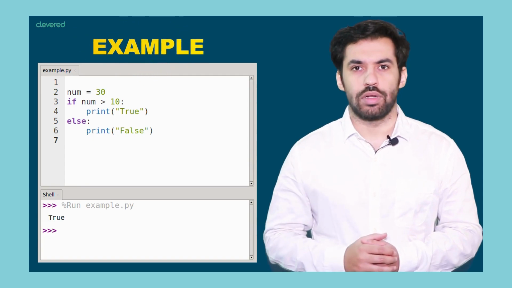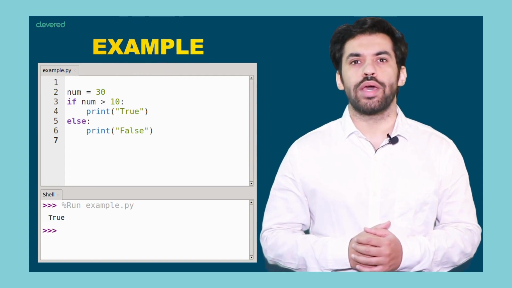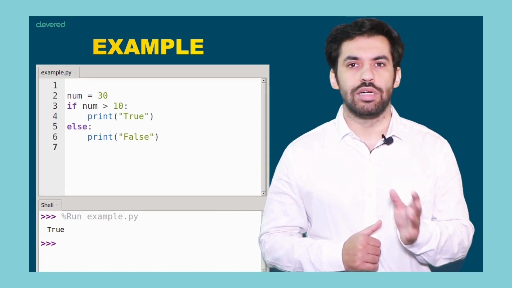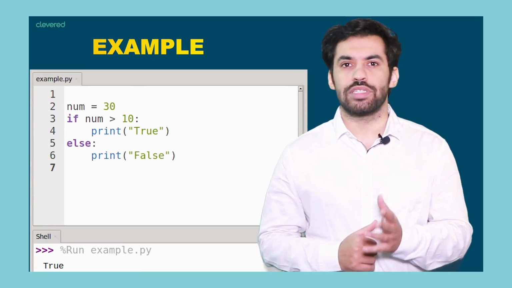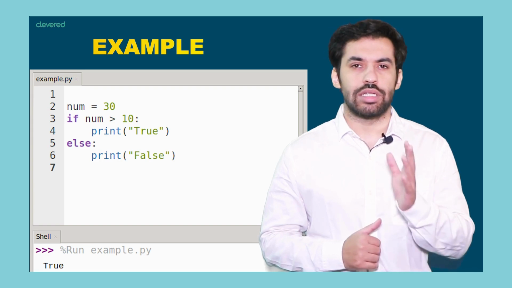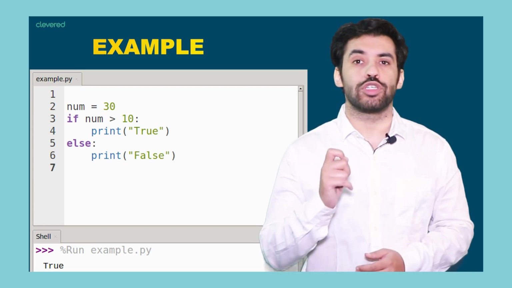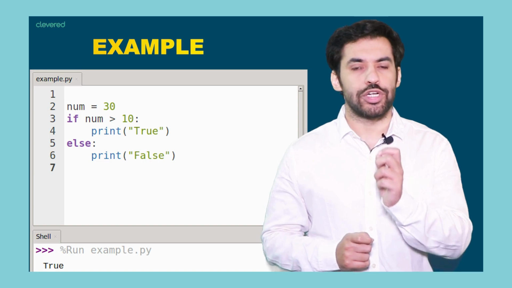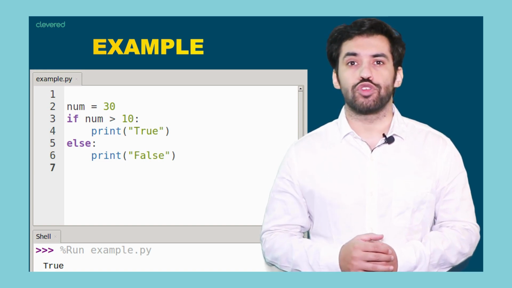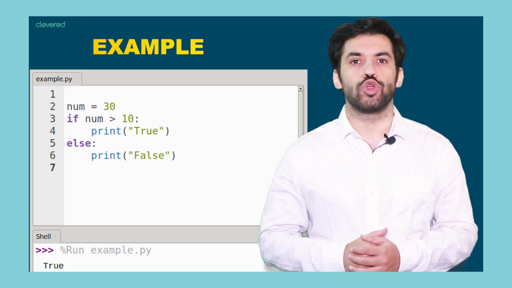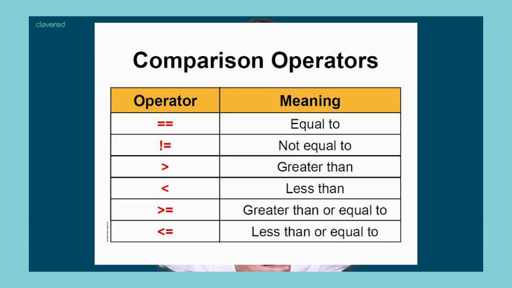Here is an example. In this example, we are comparing two numbers, that is 30 and 10. The if statement is checking the condition 30 greater than 10. If this is true, the program should print true. And if the condition is false, then the else block should print false. We use some comparison operators with if-else statements, and here they are.